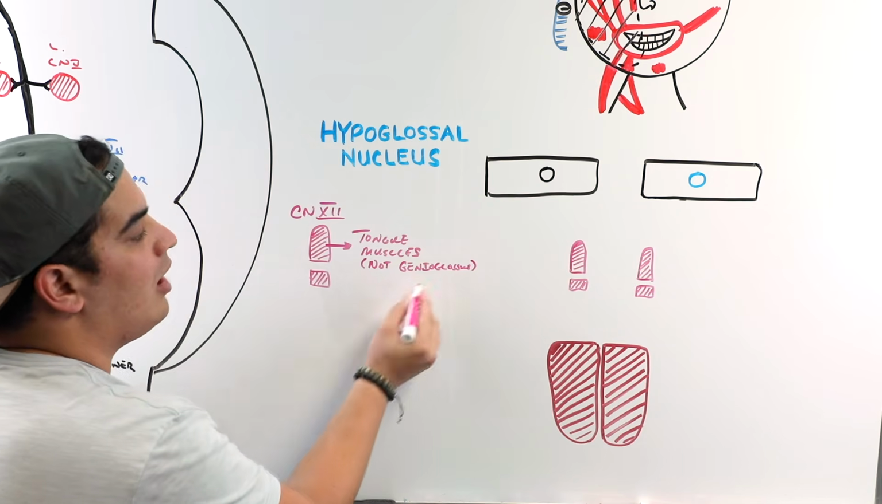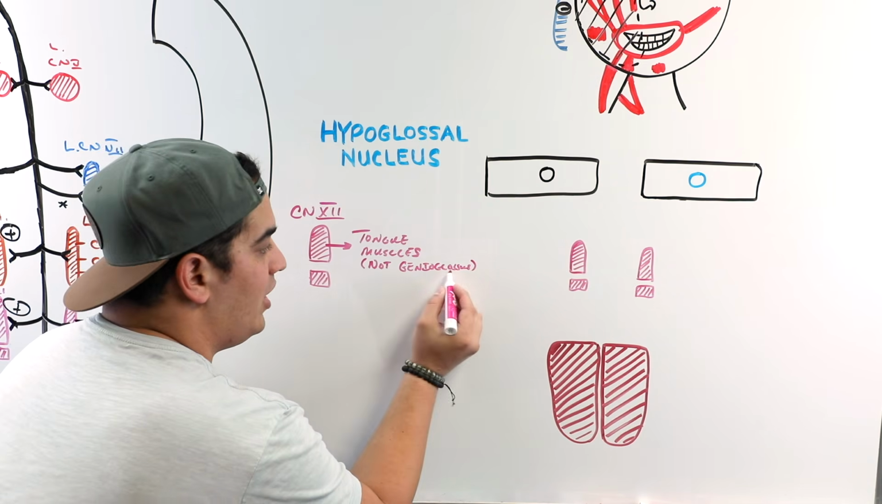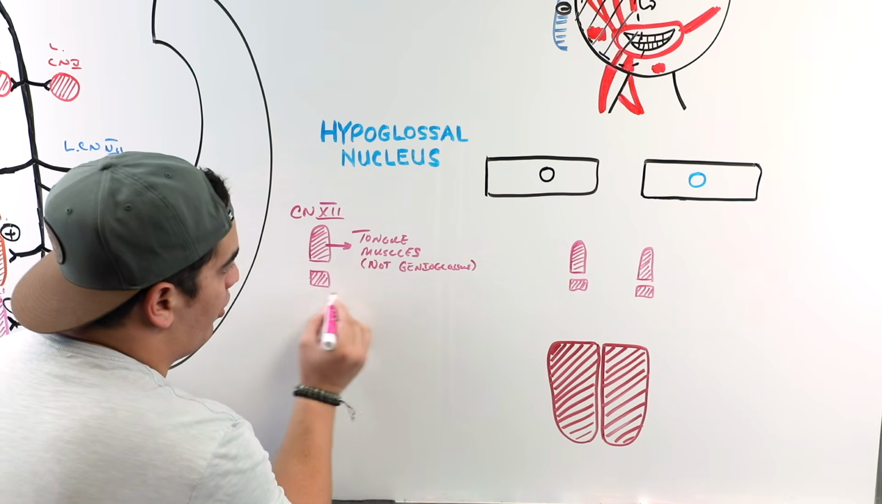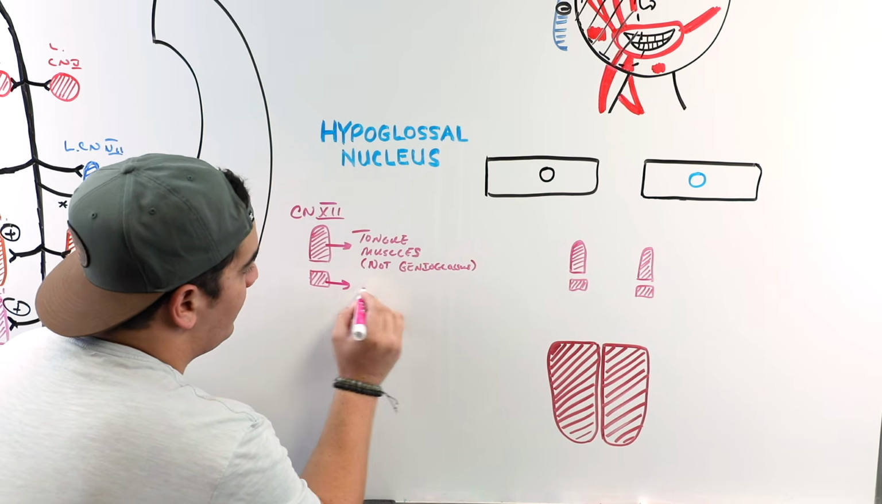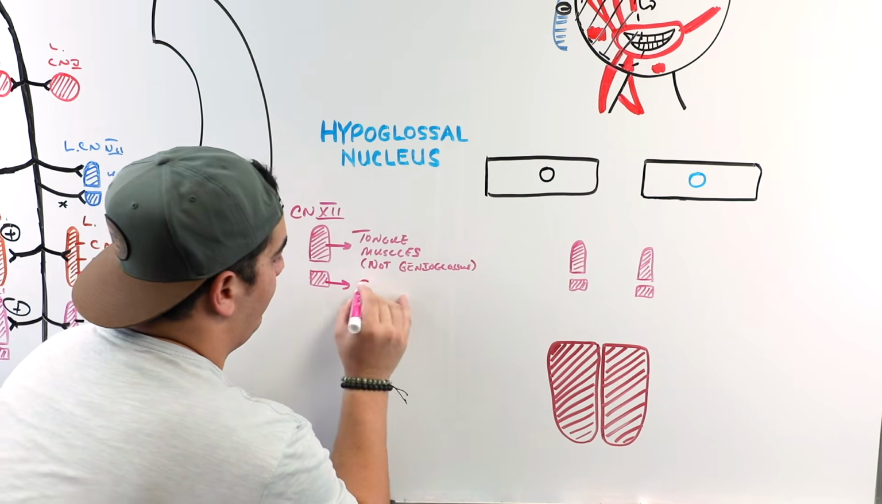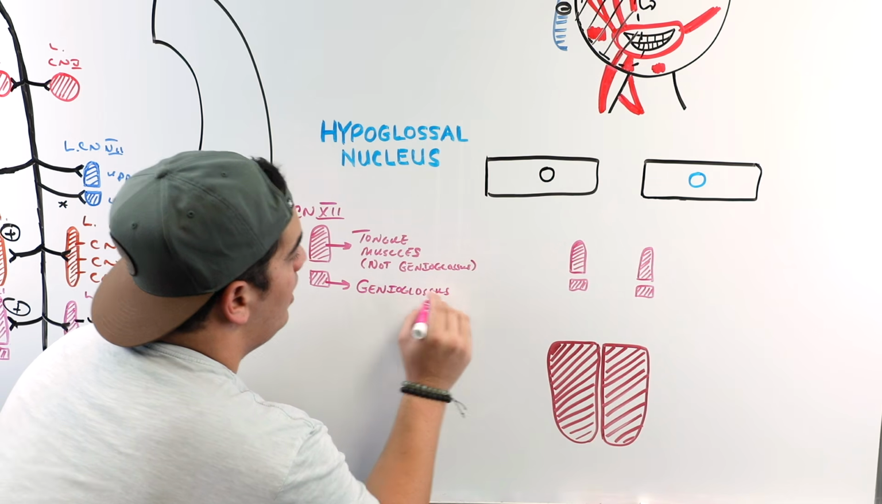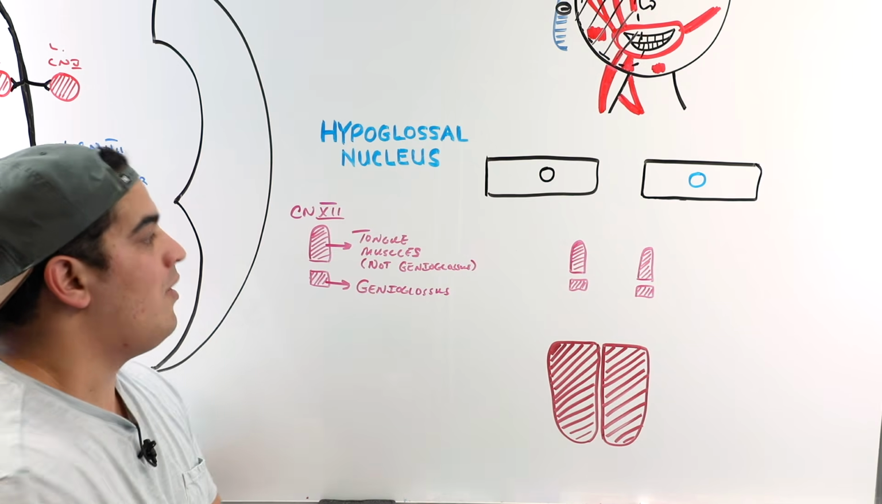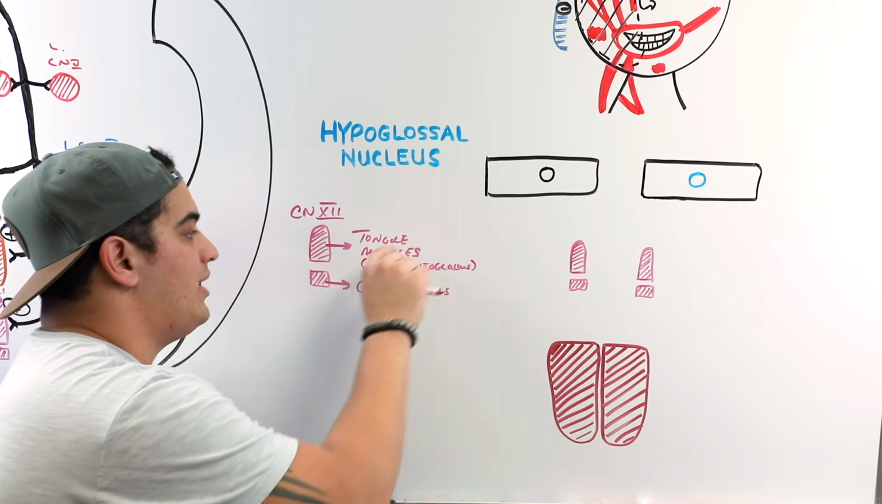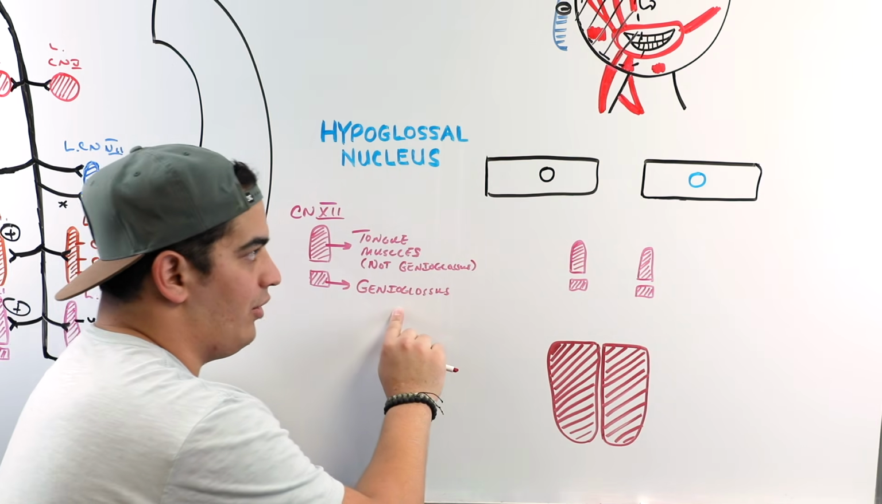So it supplies all the tongue muscles except the genioglossus. The lower portion of the hypoglossal nucleus supplies only the genioglossus. That's the first thing that we have to establish. Upper: all the tongue muscles except genioglossus. Lower: just the genioglossus.